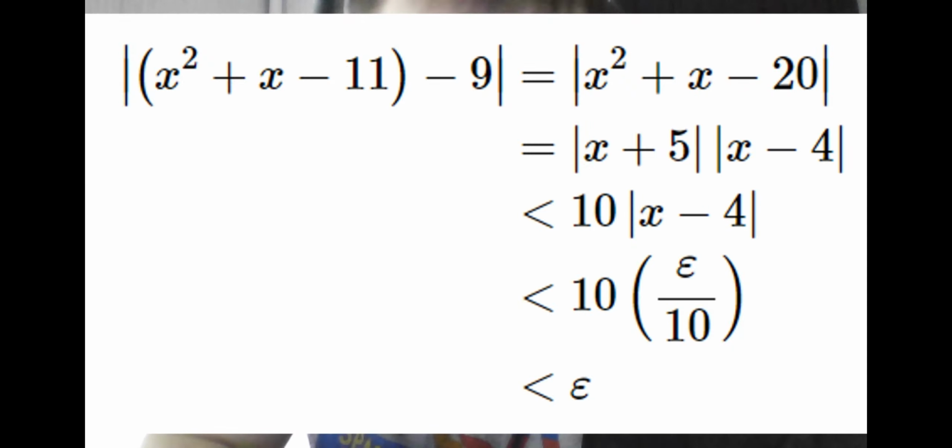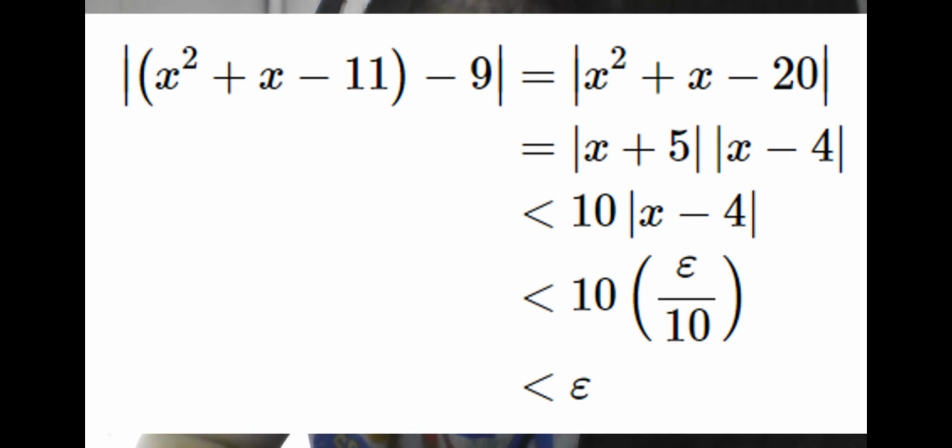We do this by taking the original function as it literally appeared, then doing the subtraction to combine the constants, then factoring, then seeing because absolute value of x plus 5 is less than 10, the overall function must be less than 10 times absolute value of x minus 4, and we substitute in epsilon over 10 for the absolute value of x minus 4 part, and 10 times epsilon divided by 10 is simply epsilon.